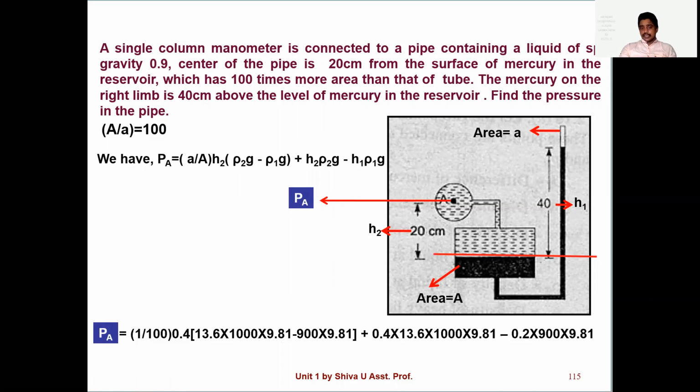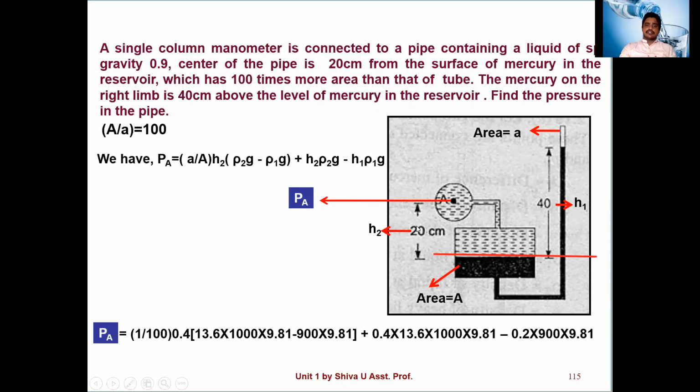So from that one we are getting it as 900 into 9.81. That is actually 0.9 times the density of water. So that is 900 into 9.81 plus, what is the H2? They have given H2 as 20 centimeters, that is 0.2 meters again, 0.2 meters into the rho 2.